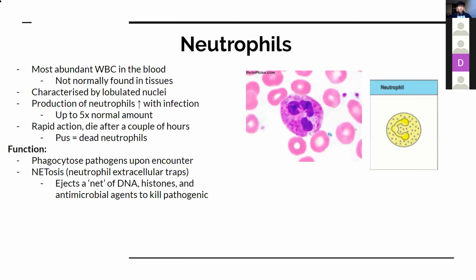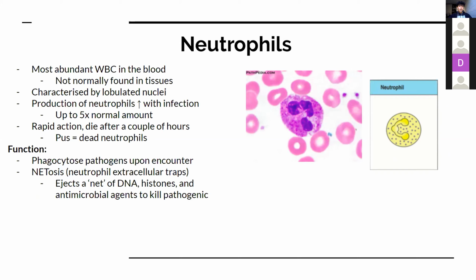So a bit about neutrophils. They're the most abundant. They're not always found in tissues, and they're characterized by their lobulated nuclei, as you can see by the photo there. The production of neutrophils ramps up a ton with infection, and they're rapid action, and pus is effectively a bunch of dead neutrophils.